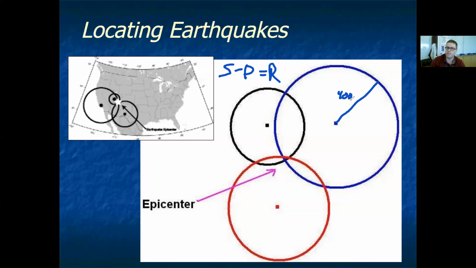So I know that somewhere on the edge of my 400 kilometer circle is where the epicenter of the earthquake is. And then I repeat that process 2 more times with data from 2 more stations, and where all 3 circles intersect, like right there, that's the epicenter of the earthquake. That's how scientists go about doing this. They use the difference in arrival times between the P wave and the S wave.